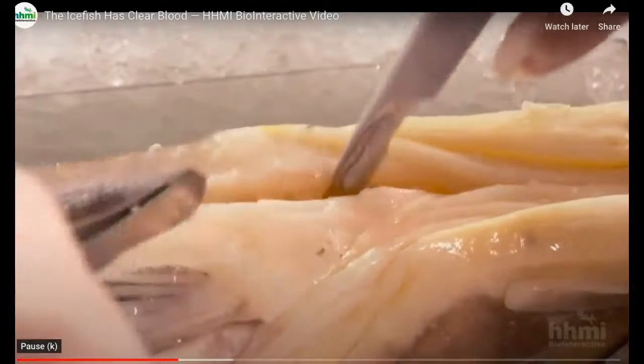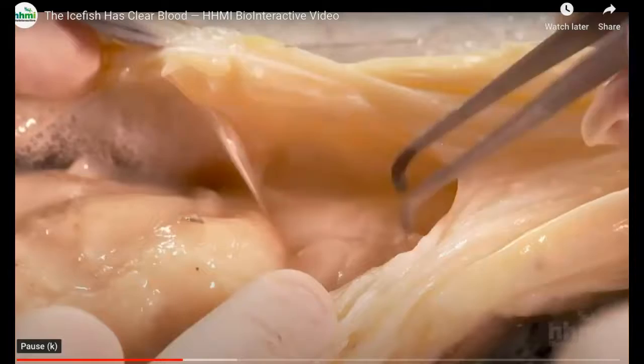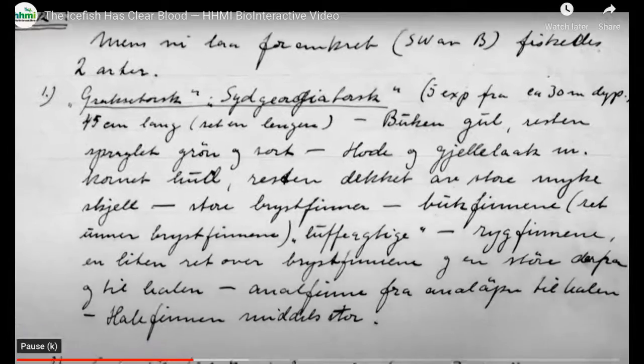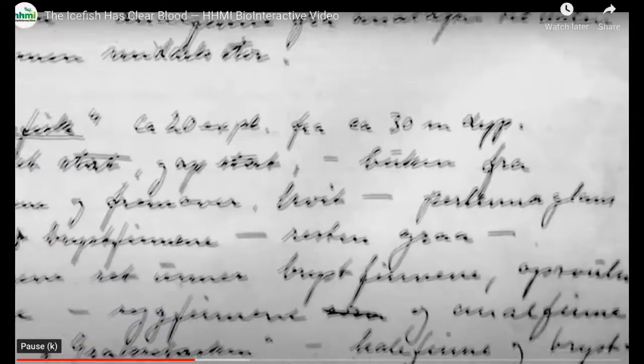Unbelievable. Everything's white, everything's colorless. Yep. All the organs, all the soft tissues, the heart even. Every other fish he had opened in his life was full of red blood, but not this fish. And he wrote in his notebook, boldly, "Colorless blood."